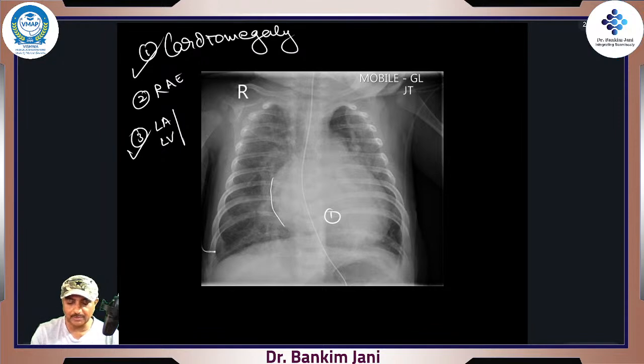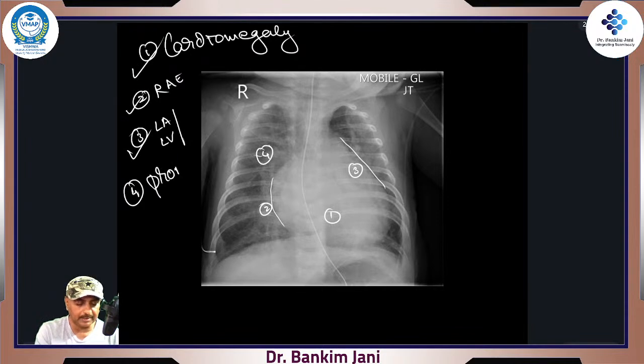Yes, it is there because of straightening of the border, right? So this is 2, this is straightening of the border, this is 3, that is fine. What about the prominent markings? Yes, they are quite prominent. So these are the prominent pulmonary markings.